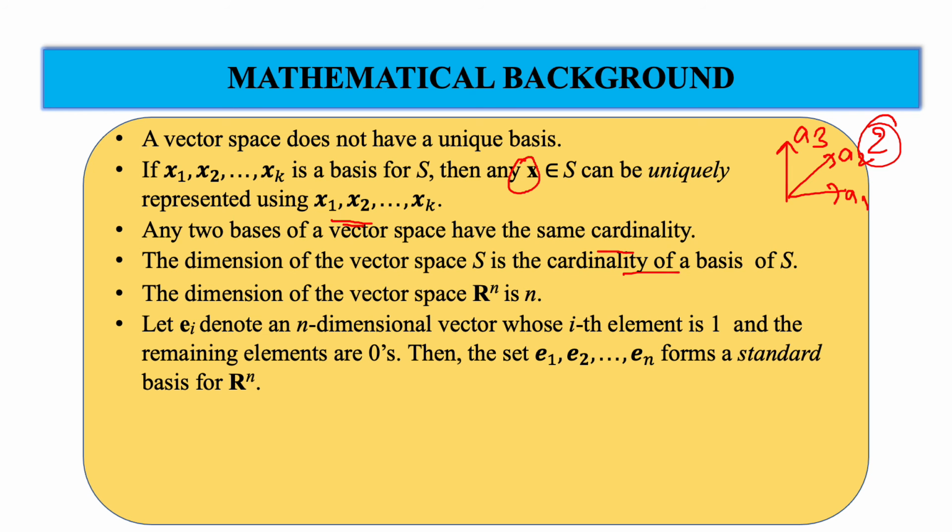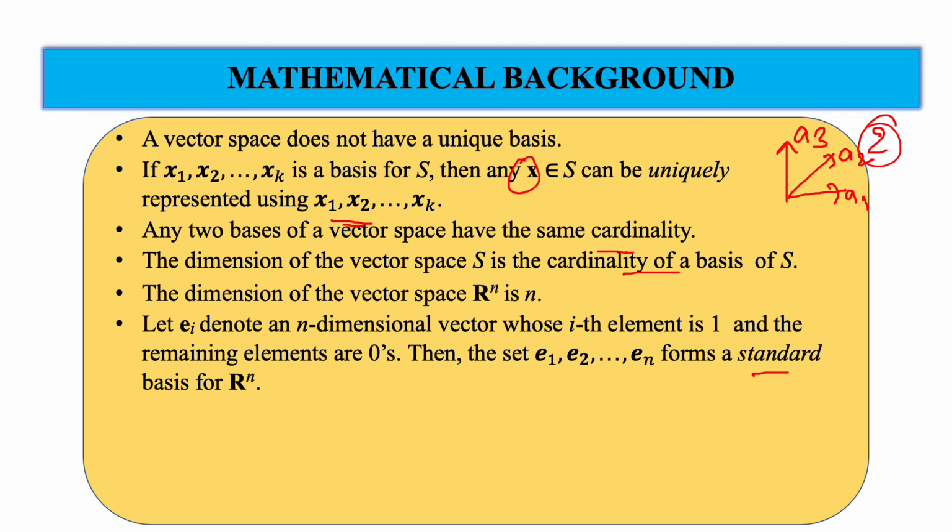Now if Ei denotes the n-dimensional vector whose ith element is 1 and remaining elements are 0, then the set E1, E2, up to En forms the standard basis of Rn. So in each of these Ei, the ith element is 1 and remaining elements are 0, and they form a standard basis. If you look at the two-dimensional example, A1 and A3 form a standard basis of R2.